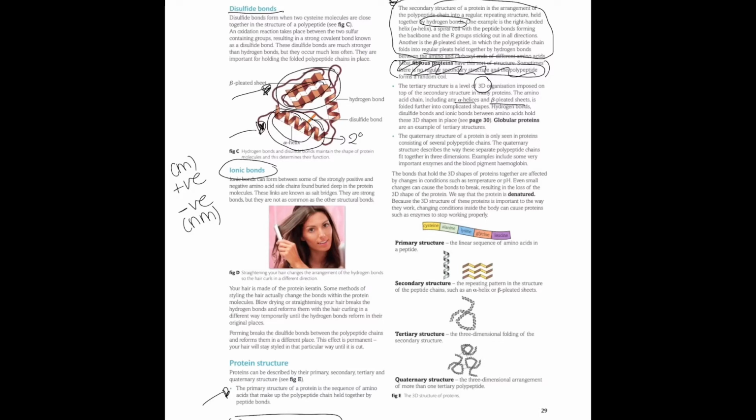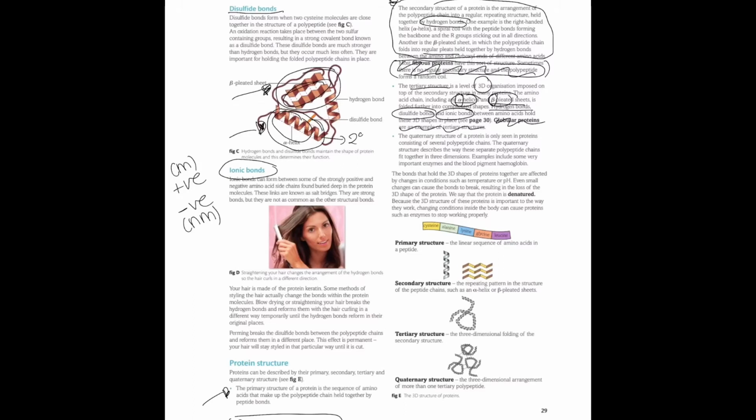So here what they're telling you is tertiary structure is when it'll undergo even more folding or even more pleating, depending on the secondary structure, if it was alpha helices or if it was beta-pleated. And now we have the introduction of more hydrogen bonds and now disulfide bonds and ionic bonds. Globular proteins are an example of tertiary structures. So once again, they're just giving you an example.